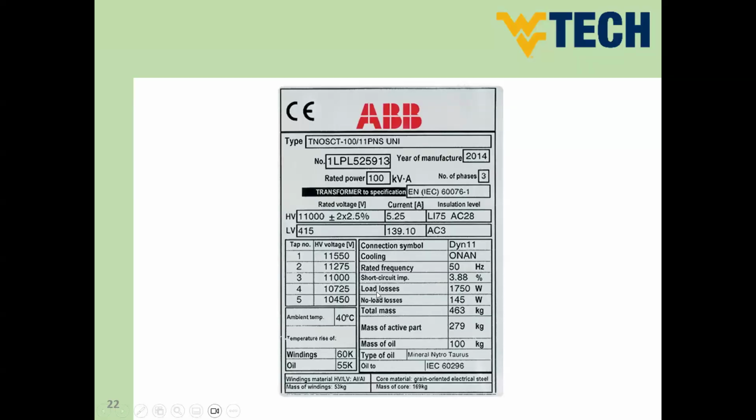We have what's called load losses. We have no load losses. So load losses, guys, is referred to copper loss. And no load losses is referred to core loss. So the core loss is 145 watts and the copper loss is 1750 watts.